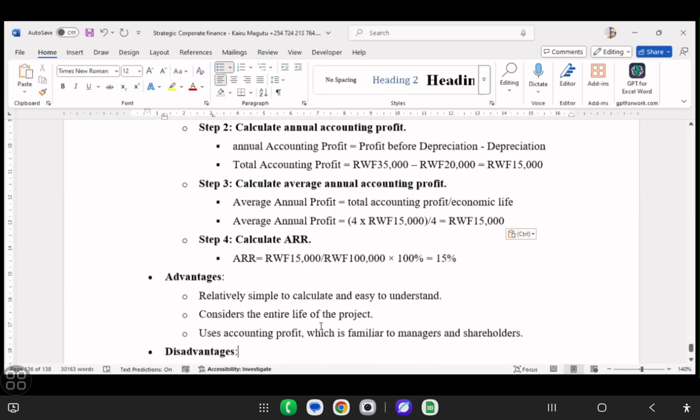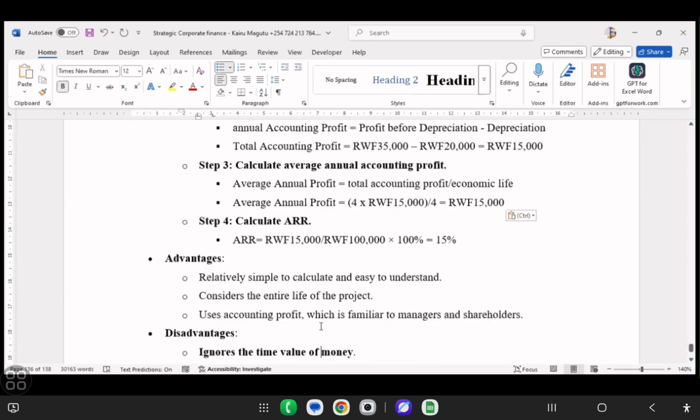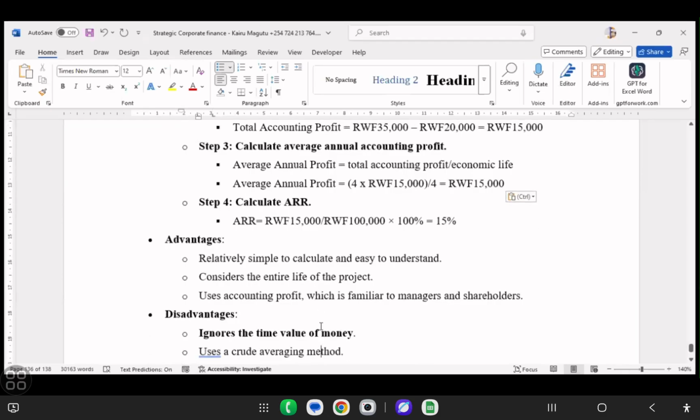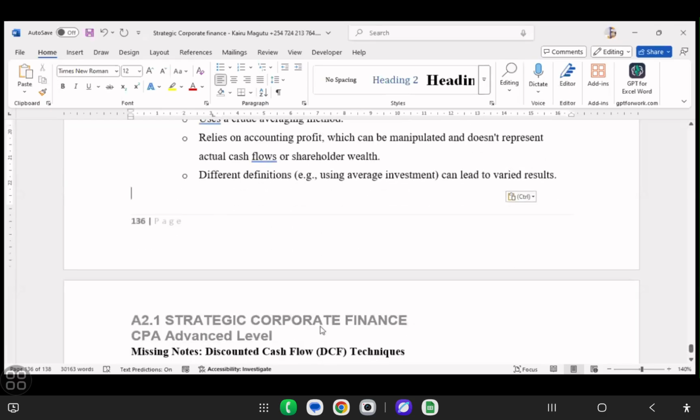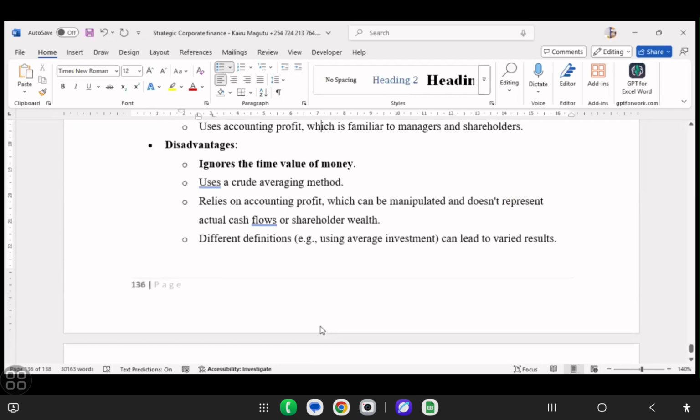We say that it is good for initial screening. Advantages: it is relatively simple to calculate and easy to understand. It considers the entire life of the project. It uses accounting profit, which is familiar to managers and shareholders. Disadvantage one, the main one, is that it ignores the time value of money.